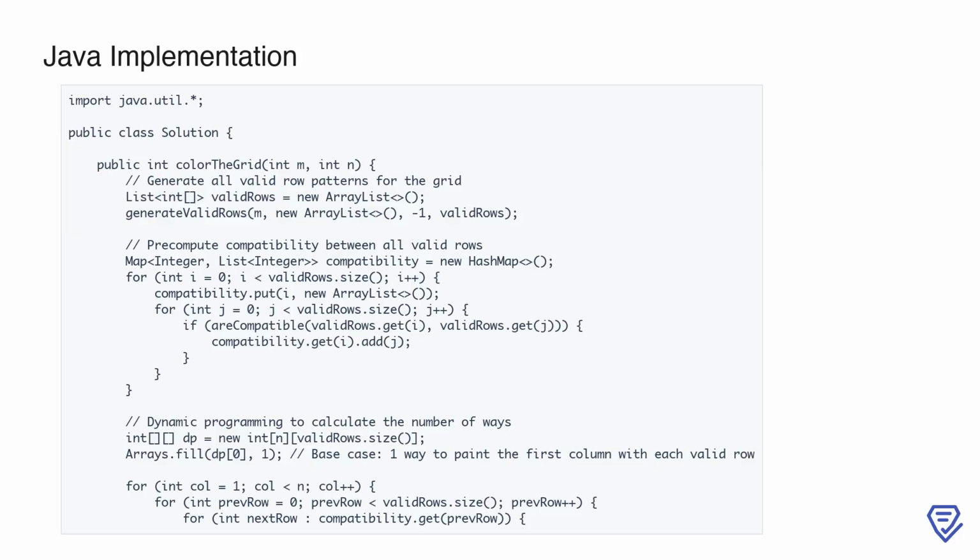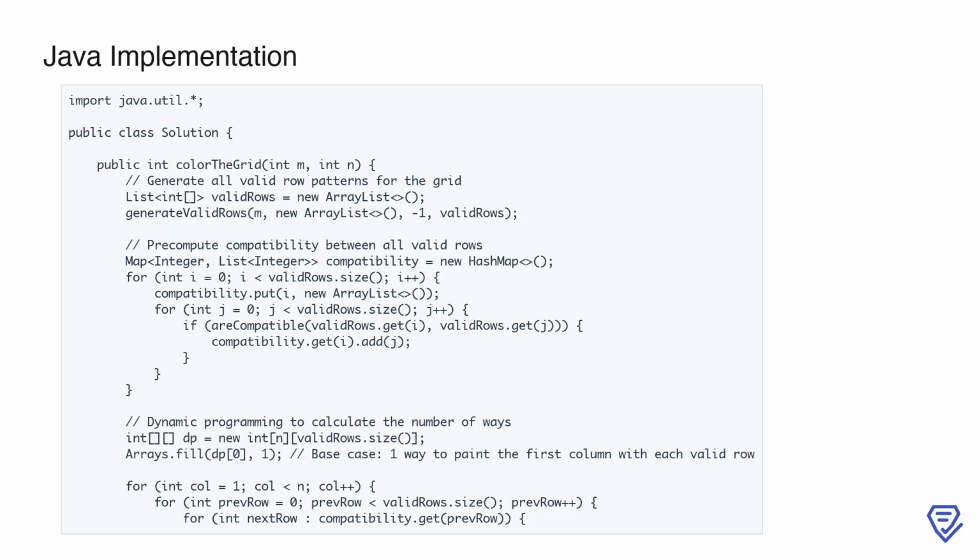Next, we pre-compute the compatibility between all pairs of valid rows. Two rows are considered compatible if they meet the condition that no column in one row shares the same color with the corresponding column in the other row. This compatibility is stored in a map, where each valid row is associated with a list of other rows it can pair with.